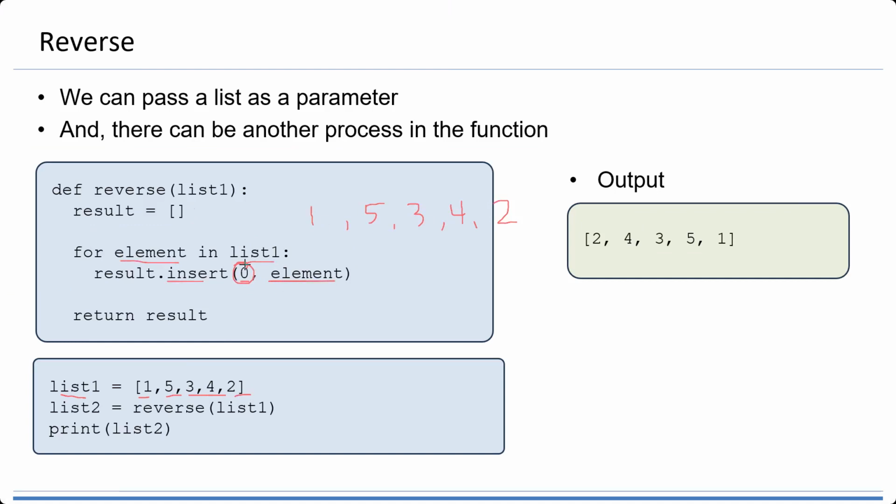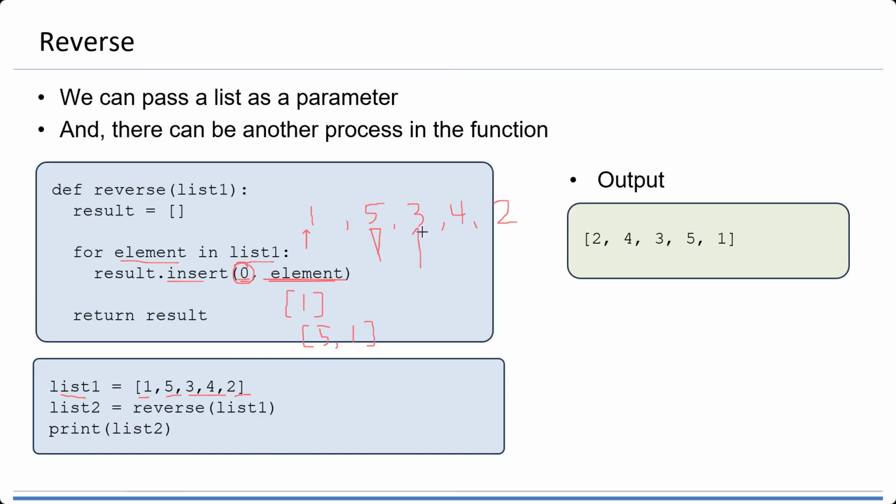This is the index 0. In the empty list, when I look at the element equal to 1, insert 1 at index 0. So we insert 1. When we look at the element 5, insert at index 0, so it means we will insert 5 into index 0. Then the result will be like this.